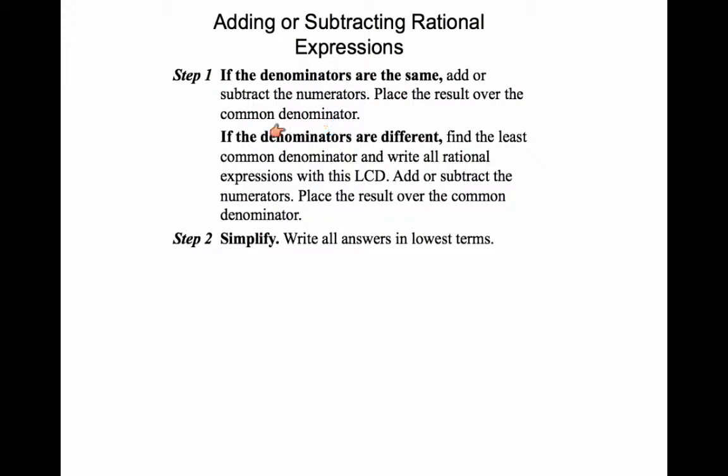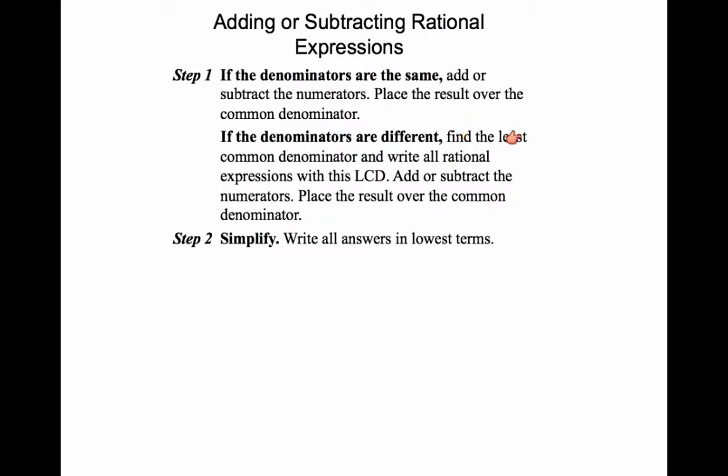If the denominators are the same, add or subtract the numerators and place the result over the common denominator. We've done that before, like if I have 1/2 plus 3/2. So you keep the 2 and you add 1 and 3 at the top of the fraction.